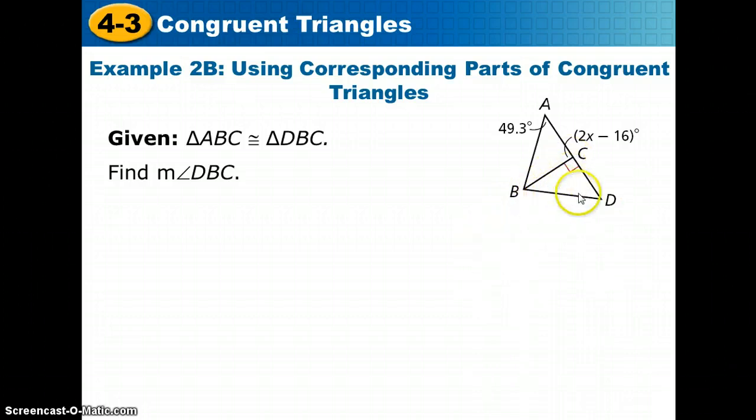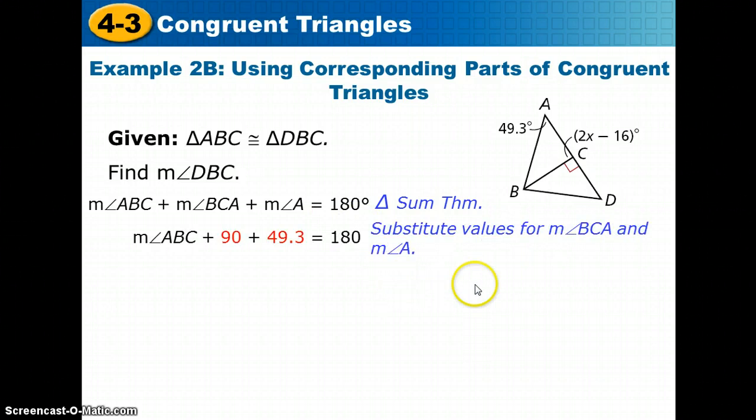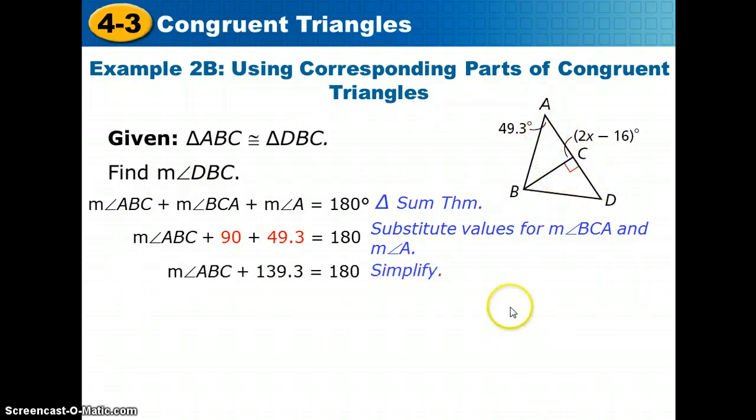Well, here's what we know. We have congruent triangles ABC and DBC. So their corresponding parts are congruent. The angle that corresponds to angle DBC would be ABC. These correspond. The angle that corresponds to angle A would be angle D. And remember that all 3 angle measures within a triangle should add up to 180 degrees. So we're going to put in what we know, that ABC plus 90, because we know these are perpendicular, plus 49.3 equals 180 by substitution.